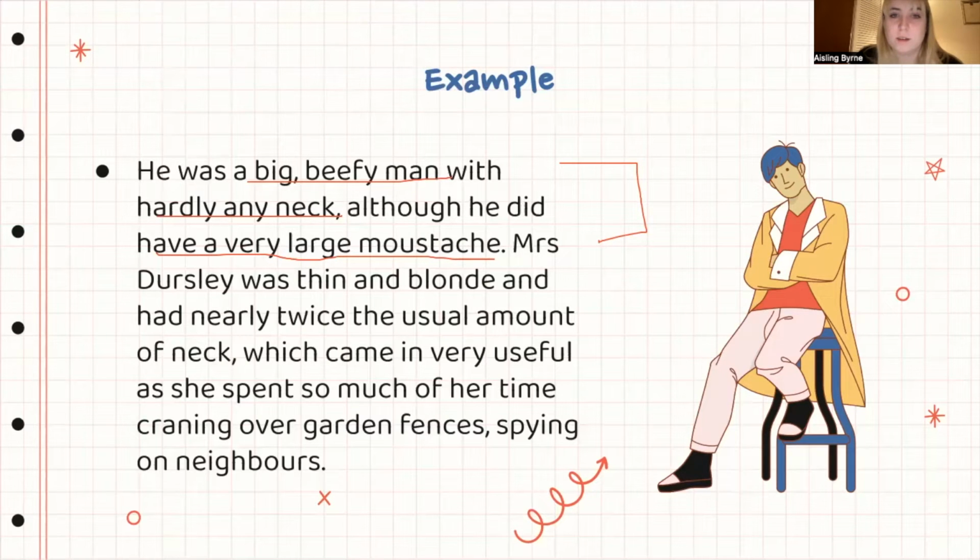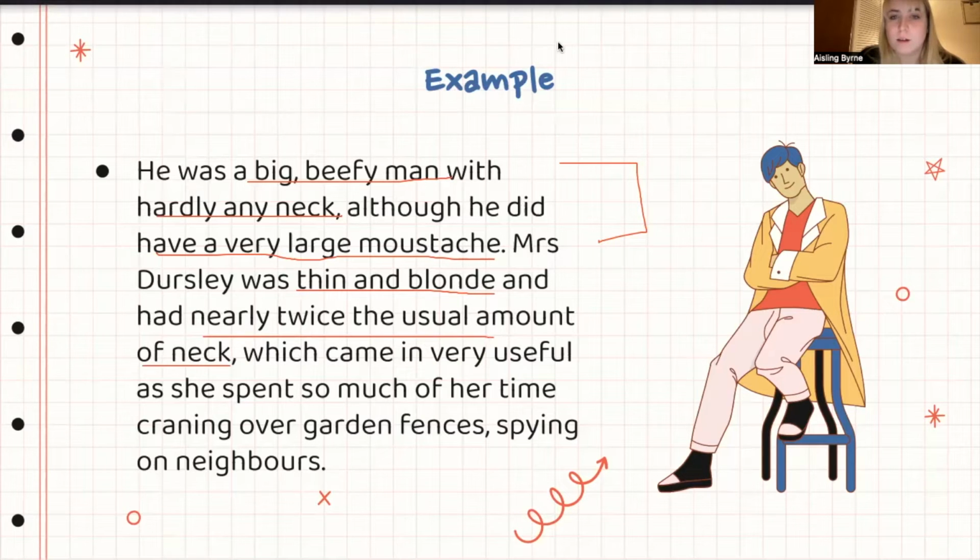Now, if we move on to Mrs. Dursley. Mrs. Dursley was thin and blonde and had nearly twice the usual amount of neck, which came in very useful as she spent so much of her time craning over garden fences spying on neighbours. So with this, Mrs. Dursley was thin and blonde. It's going to be the same, that's direct information. And had nearly twice the amount of neck, still direct information.